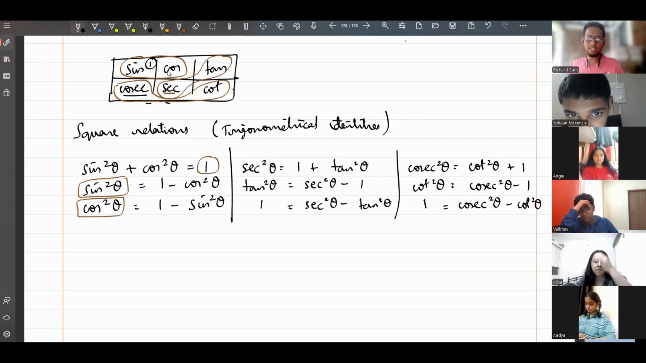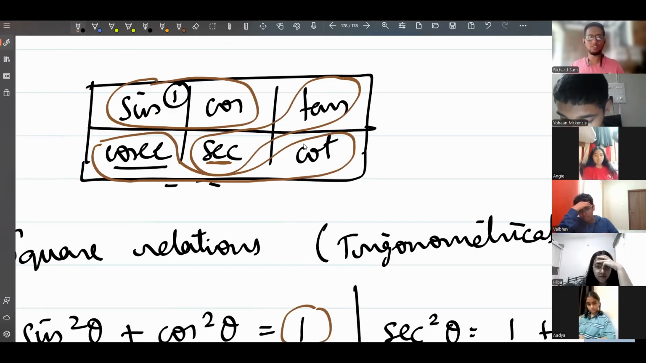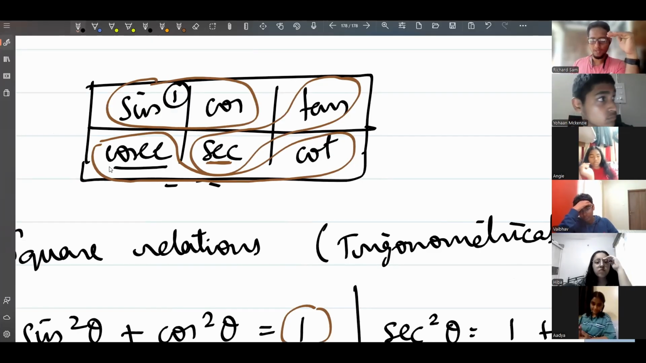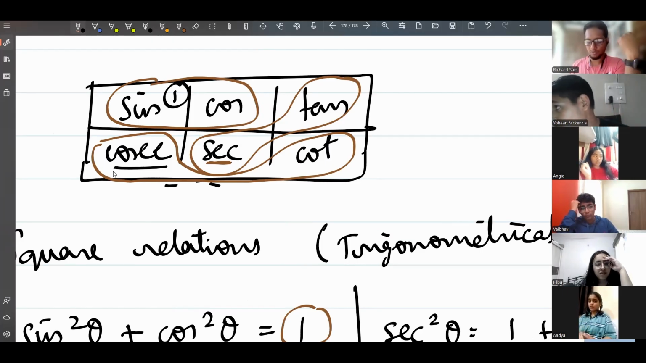So there are so many different relationships between sine, cos, tan, cosec, sec, and cot. Just to revise what we saw. First, we saw the vertical relationships. Vertical means between sine and cosec, between cos and sec, between tan and cot. What are the relationships between them? They are reciprocals of each other, right? Sine theta is 1 upon cosec, and so on.